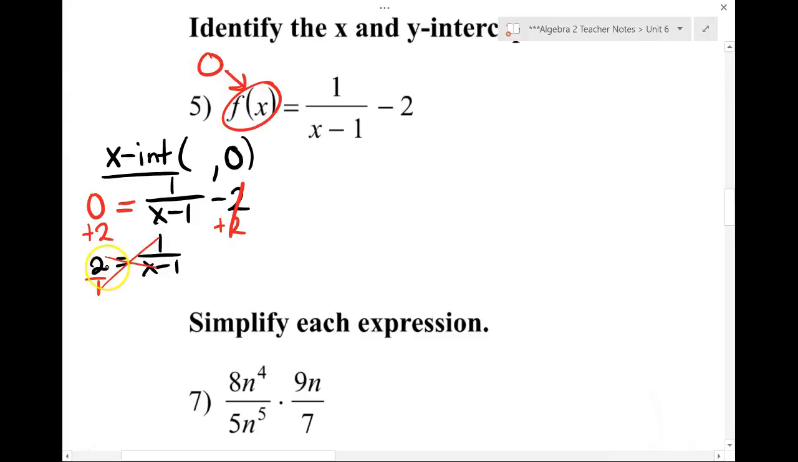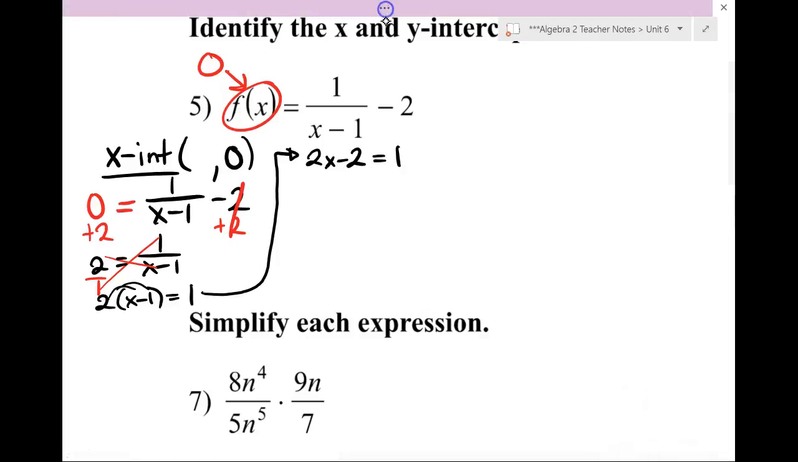So now I'll multiply 2 times x minus 1. And then 1 times 1 is just 1. Let me draw my little arrow so that I can follow where we're going. And now I've got 2 times x minus 1, so I distribute that 2. 2x minus 2.